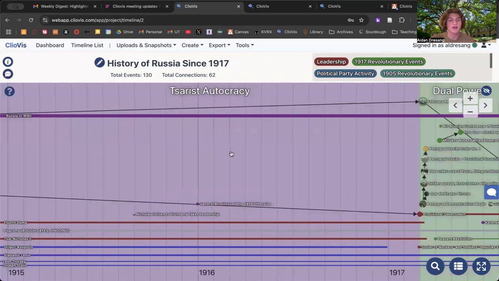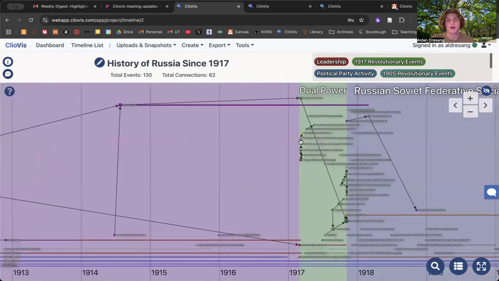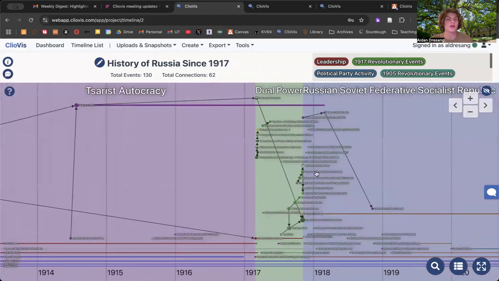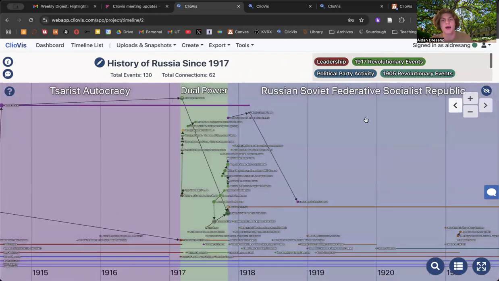Also, using eras, I was able to denote broad brushstrokes in history. So here I did who's in power, and here was the USSR or the Tsar. And I could also use categories to divide up my events. All right, so this is a pretty chaotic timeline, but it shows how you could use ClioVis to take notes in a new creative way, that really allows you to connect things together that Google Docs or a notebook may not allow you to.